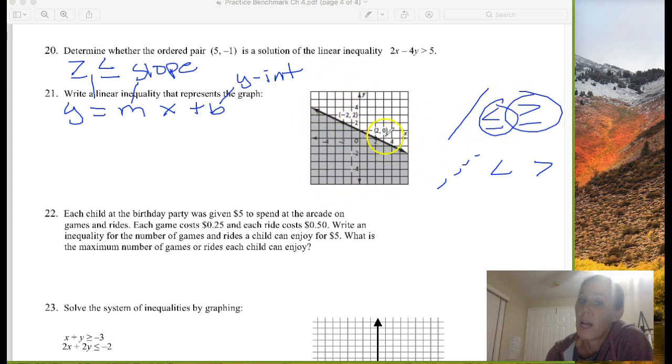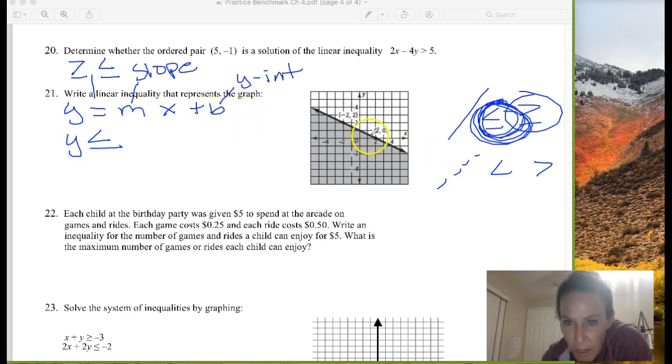If I shade up, I have a greater than. Well, I shaded down, so I know this is my guy. So I already know I have y is less than or equal to, just from glancing at this graph. Solid line means less than or equal to. Down means less than or equal to. Okay? So now I need a slope and a y-intercept.